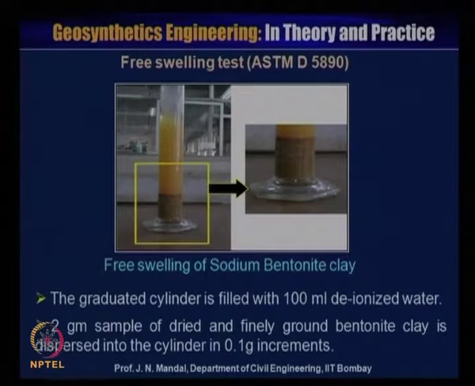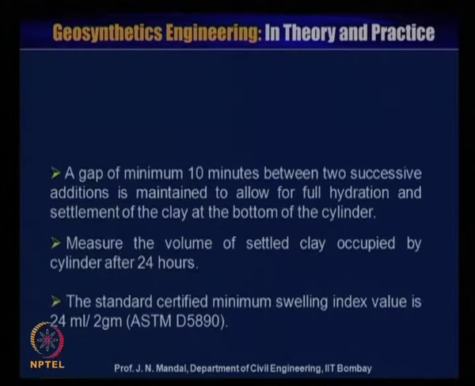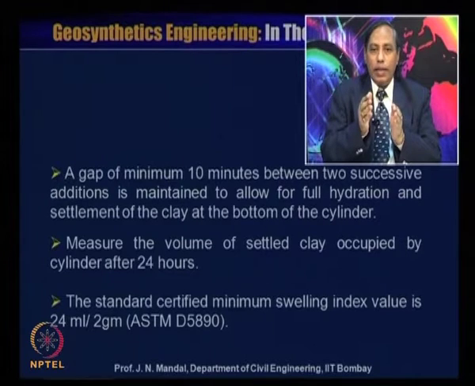A graduated cylinder is filled with 100 milliliter deionized water, and then 2 gram of the sample of dried and finely ground bentonite clay is dispersed into the cylinder in 0.1 gram increments. Then a gap of minimum 10 minutes between two successive additions is maintained to allow for full hydration and settlement of the clay at the bottom of the cylinder. Then measure the volume occupied by the settled clay in the cylinder after 24 hours.